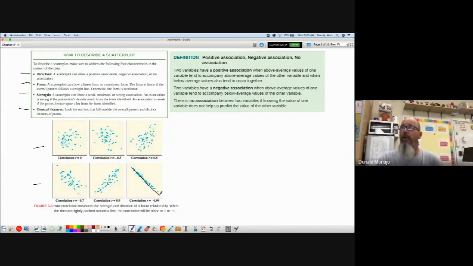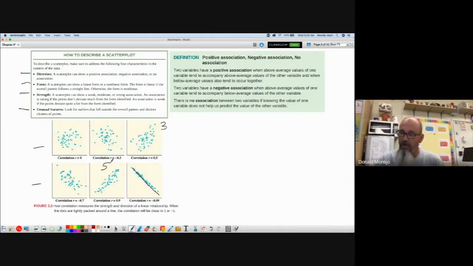Right now, we're going to talk about direction, which is very easy to do. It's either a positive association, a negative association, or no association at all. A positive association means that as X gets larger, so does Y. So for example, graph 3 would be a positive association, and so would graph 5. Very clearly, as X gets larger, so does Y. We would say there's a positive association.